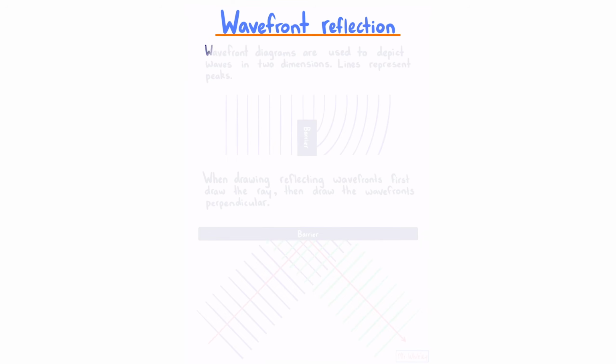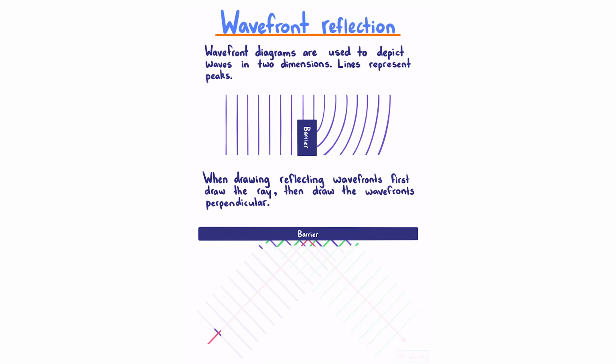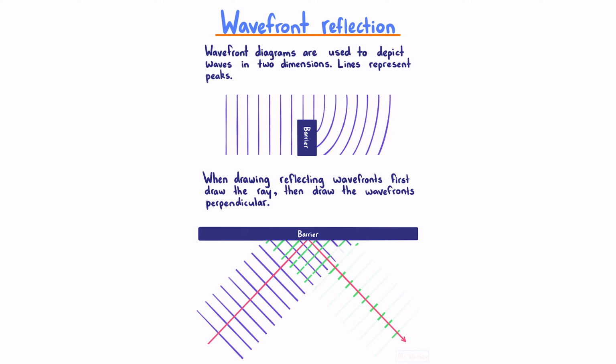Wavefront reflection. Wavefront diagrams are used to depict waves in 2 dimensions. Lines represent peaks. When drawing reflecting wavefronts, first draw the ray, then draw the wavefronts perpendicular. So if we have a barrier for our wavefronts to reflect off, we could first draw our incident ray and then our reflected ray, and then draw in our perpendicular wavefronts.